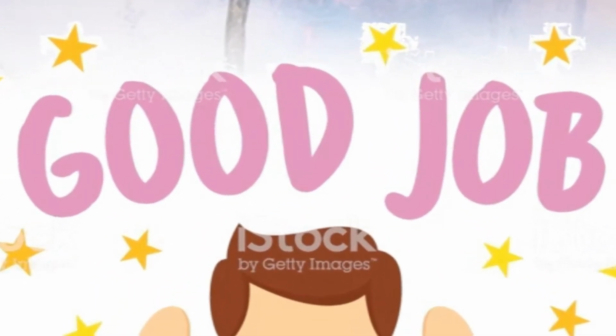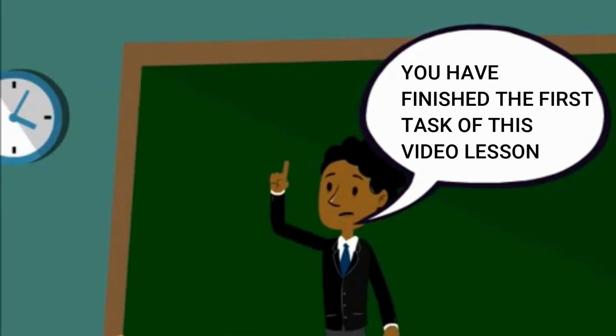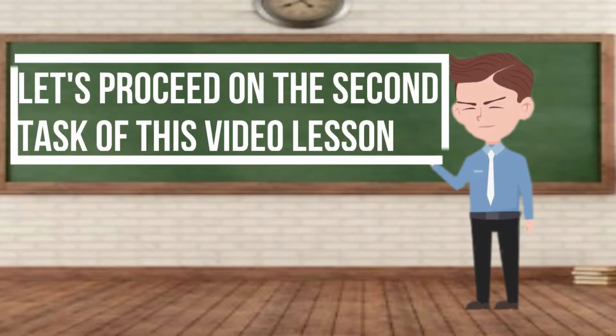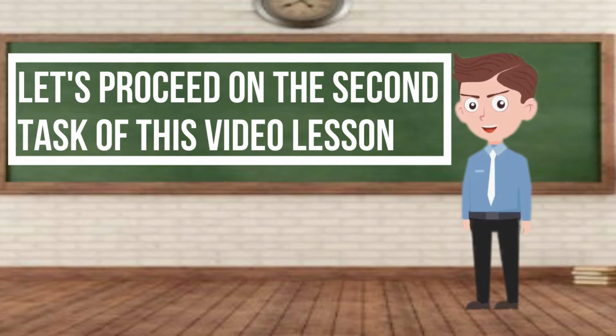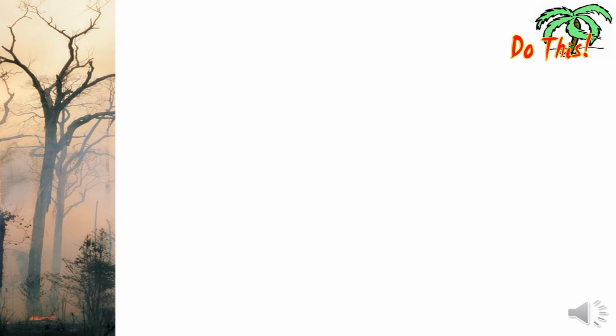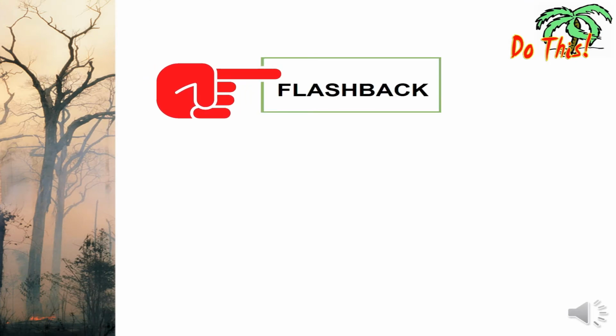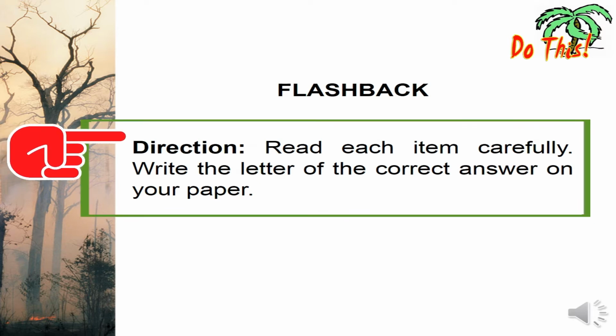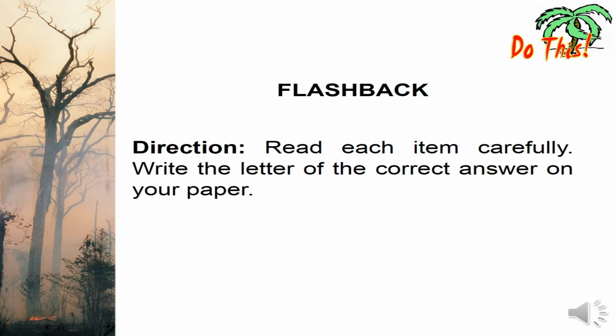Good job, class! You have finished the first task of this video lesson. Now take time to process the information you acquired by accomplishing the second task. Now, class, let's proceed on the second task of this video lesson. Do This. The title of this task is Flashback. For the direction, read each item carefully. Write the letter of the correct answer on your paper. Let's start, class!